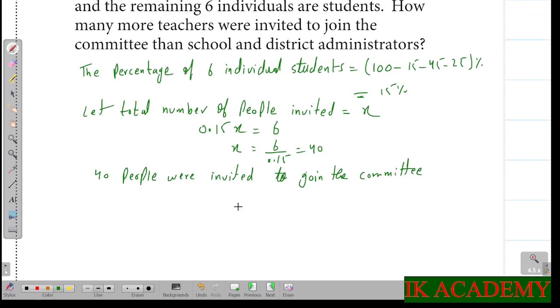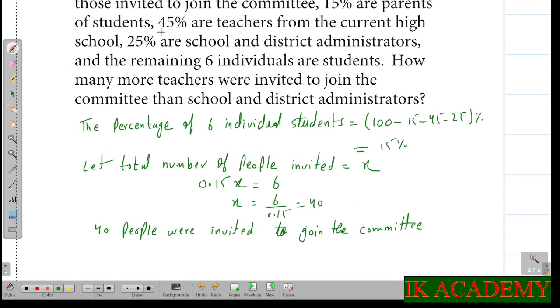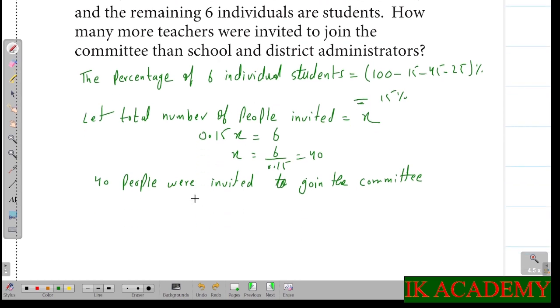Now, because we have the total number of people, we can convert all the percentages of teachers and district administrators into numbers. We can find the number of teachers and the number of people from district administration. The number of teachers from high school is, because they are 45%, 0.45 of the total number, which will be equal to 18.